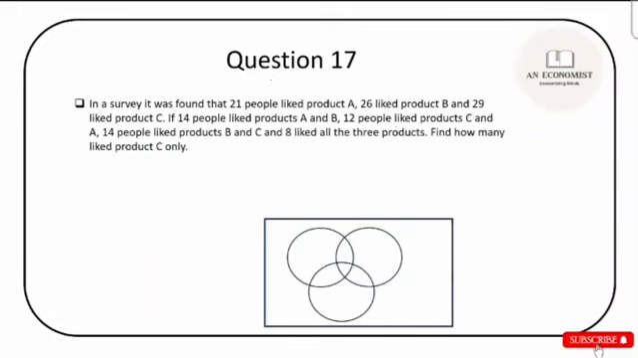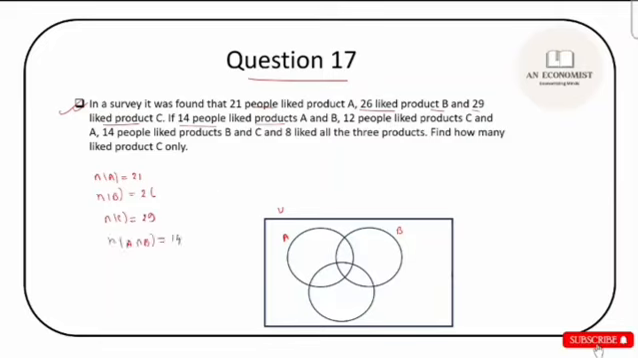And this will be our final question from this chapter. Let's do this. In a survey, it was found that 21 people like product A, 26 people like product B, and 29 people like product C. N of C is 29. 14 people like products A and B. N of A and B is 14.